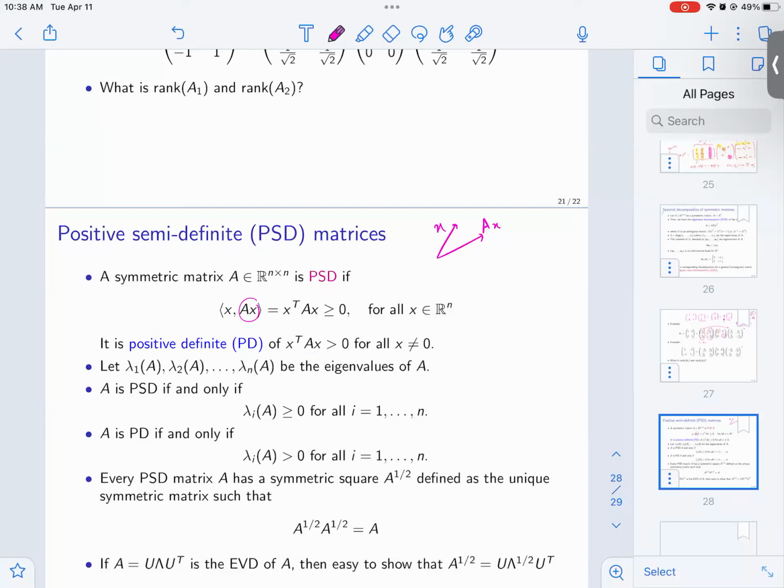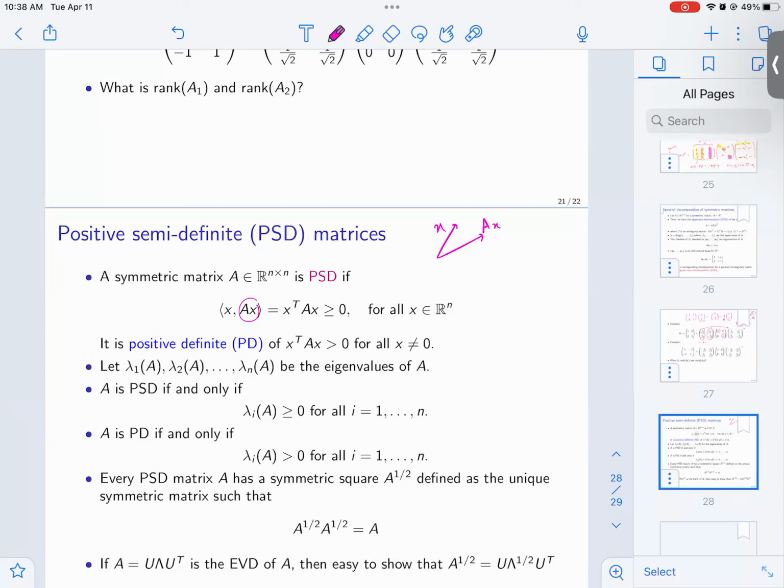That's the definition. It's maybe a little bit abstract, but the intuition is that these matrices behave like positive numbers. It's the operator-level version of positive or non-negative numbers. In particular, they have square roots. That's what I want to talk about.